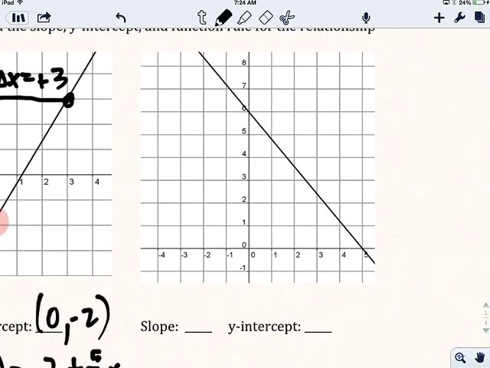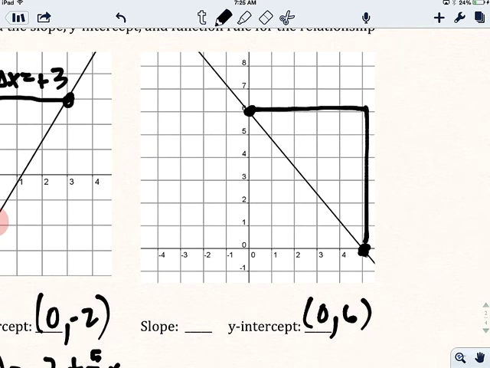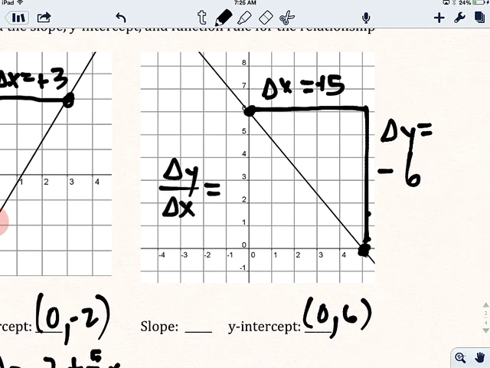Starting with the y-intercept again, there it is. It's 0, positive 6. And then on this graph, the next point that I can be absolutely clear of occurs all the way down here. So it goes over and then down. Okay, so my change in x up here is 1, 2, 3, 4, 5. So that's plus 5. My change in y is 1, 2, 3, 4, 5, 6. And notice that it is down 6. So change in y is equal to negative 6. So change in y over change in x for my slope is negative 6 over plus 5, which does not reduce, so my slope is negative 6/5.